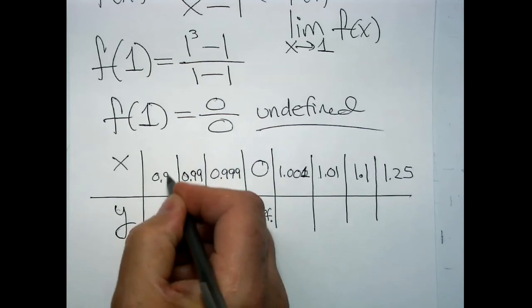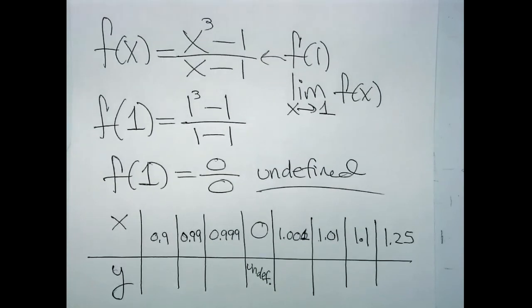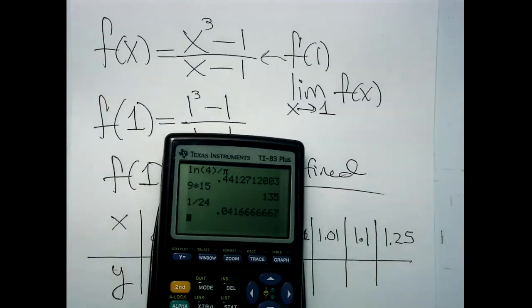And how about just 0.9? Now the thing is, just because the function is undefined where you want to operate the function doesn't mean it's undefined for these other x values. In fact, it works just fine. So you can plug these in. In fact, if you have a graphing calculator, you can use the table feature to really quickly calculate this xy table. Let me show you how to do that.